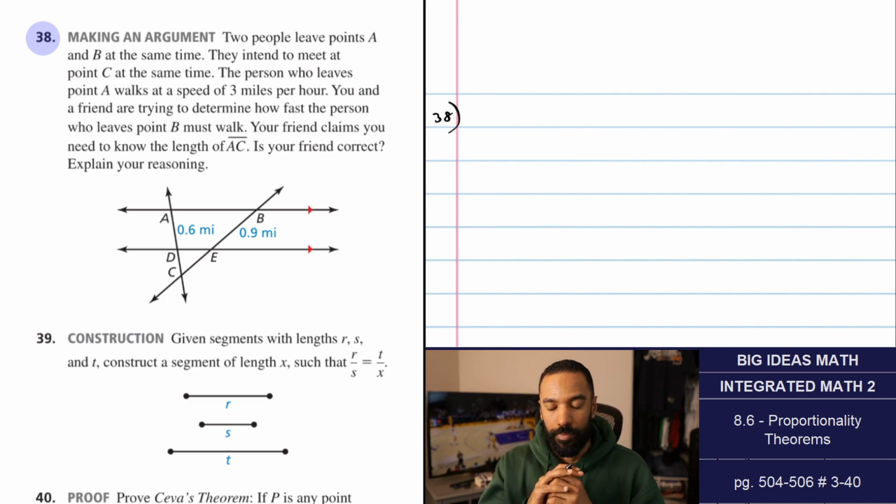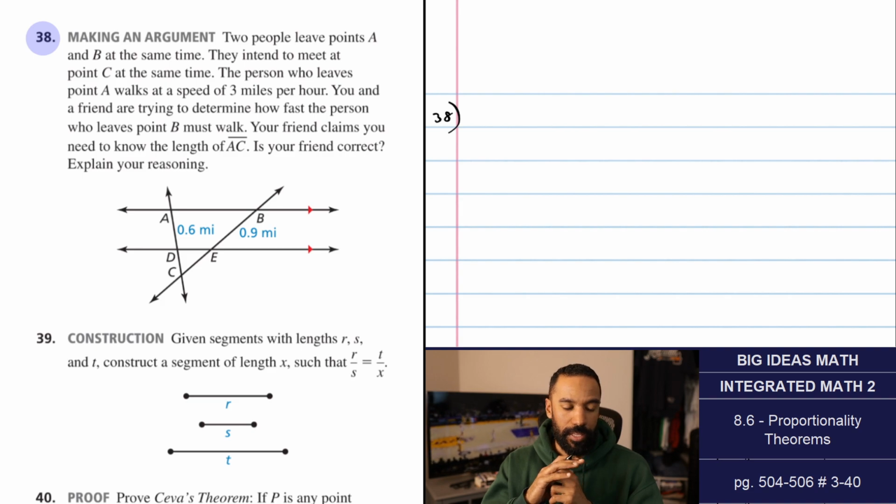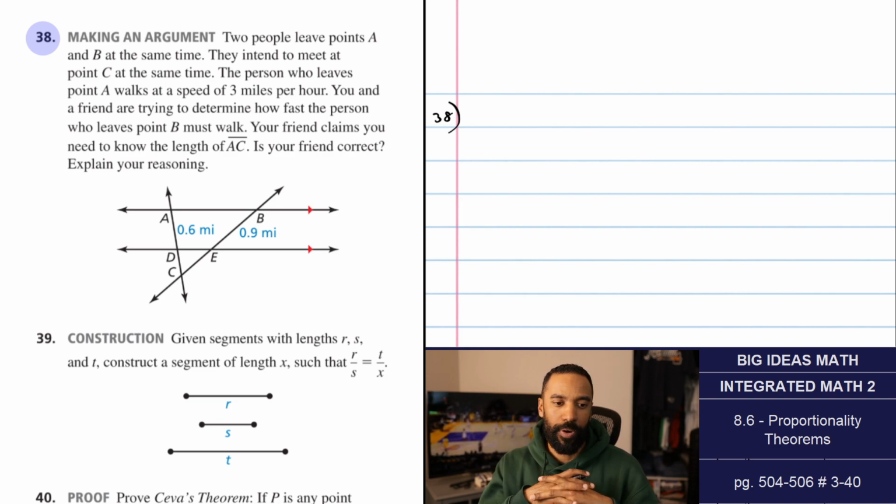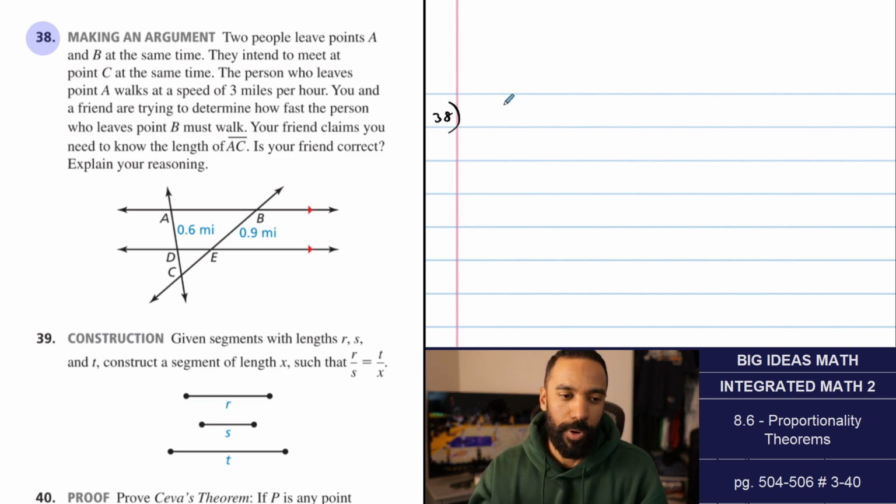No, your friend's not correct. They don't need to know that. So if you're traveling 3 miles per hour and you have to go 0.6 miles, then you can figure out how long it's going to take, right? Let me just bring some science, some math up to you guys for this.